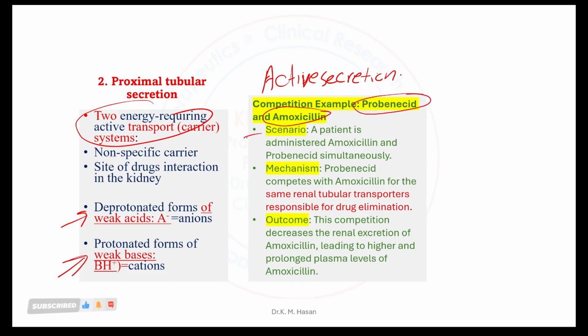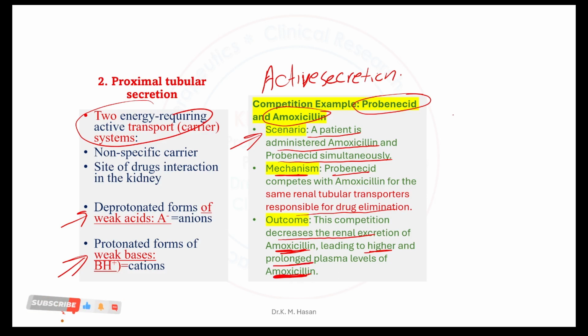We have a scenario here, a case study. The patient is administered amoxicillin and probenecid simultaneously. The mechanism here is that probenecid competes with amoxicillin for the same renal transporter responsible for drug elimination. The outcome of this combination is decreased renal excretion of amoxicillin and a higher, prolonged concentration of amoxicillin. This kind of interaction is considered a useful, beneficial interaction.